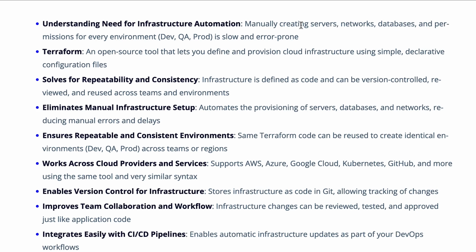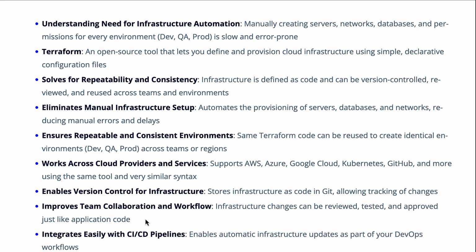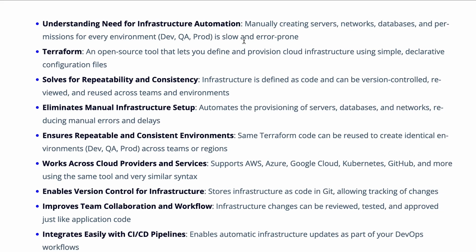You might have multiple environments like dev, QA, stage, and production, and you will have multiple instances in each of the environments. You want to create a virtual server. You might want to create a virtual network. You might want to create a database. And in each of the environments, you would want to repeat all these steps. If you do this manually, it's very error prone and it would take a lot of time. And that's what you would want to avoid. That's when you would go for an infrastructure as code tool like Terraform.